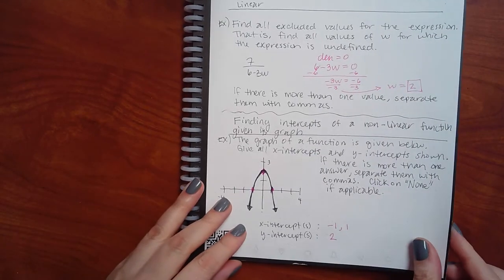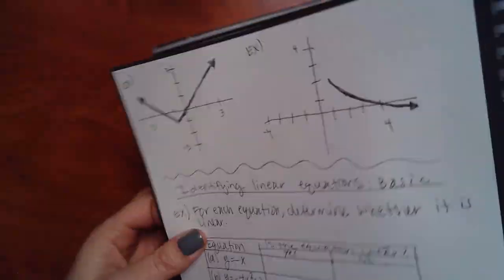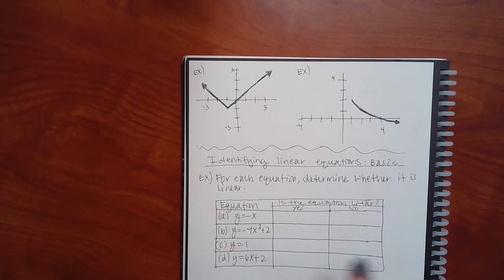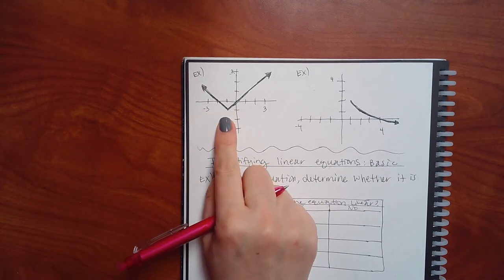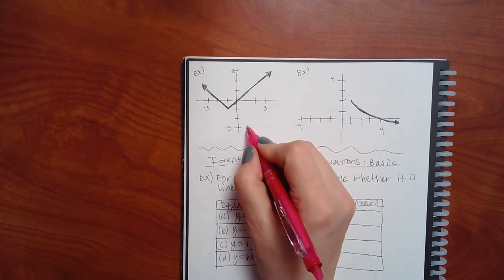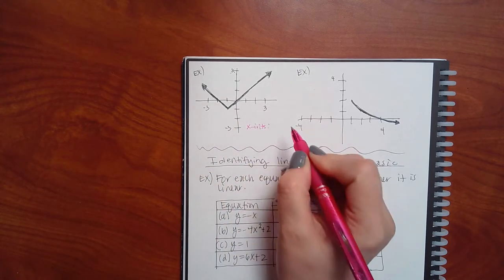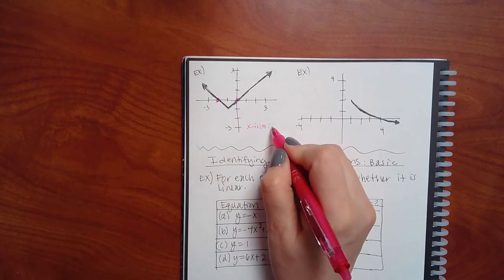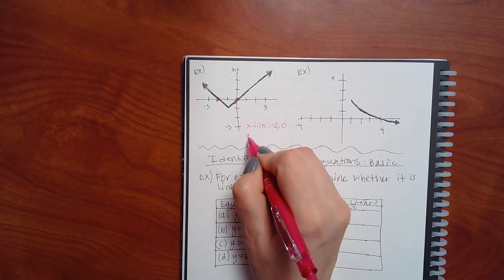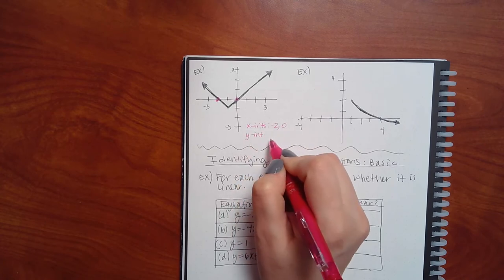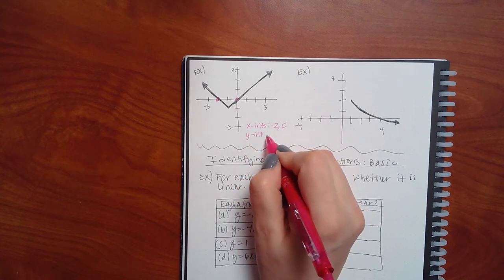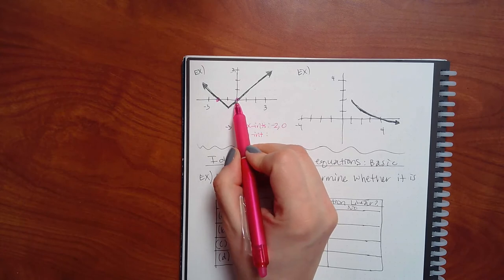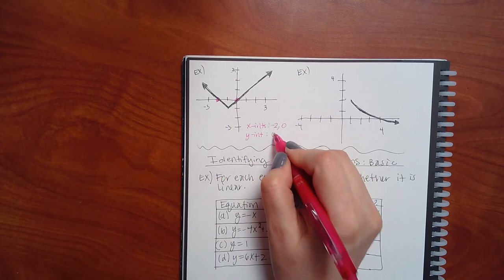I think I do have a couple more graphs just so you can see what happens with those. So here, what would be my x-intercepts? Negative 2 and 0. Good. And then what about a y-intercept? Is there a y-intercept? It's that same spot, right? But the y value there is still 0.